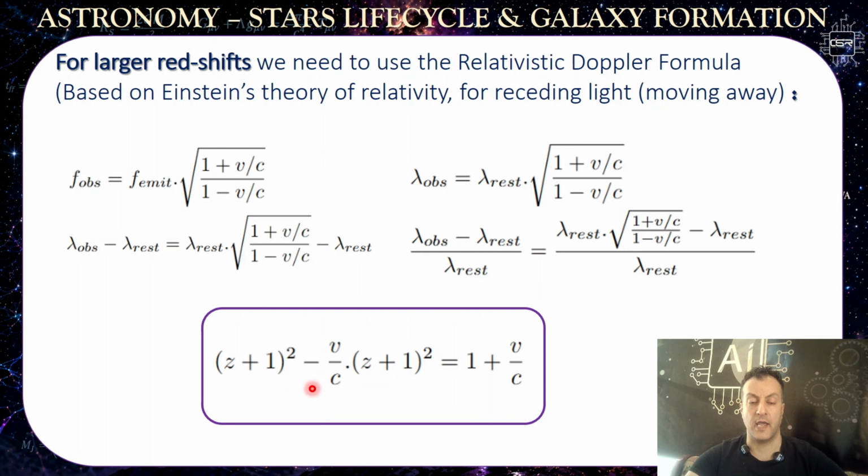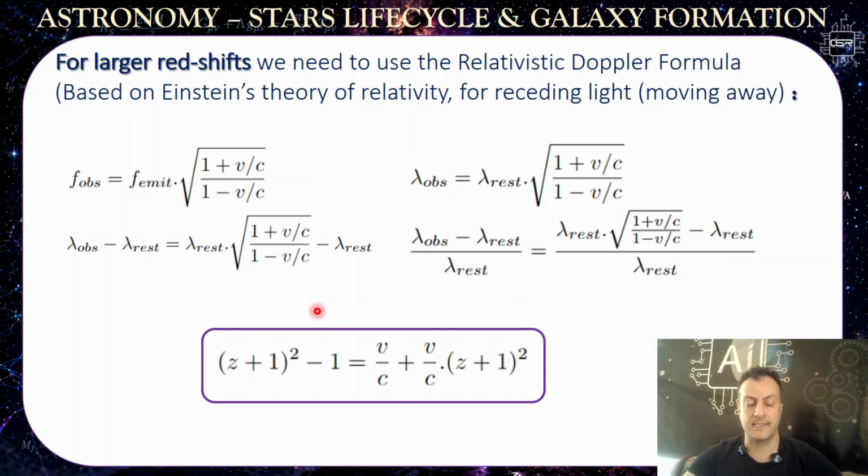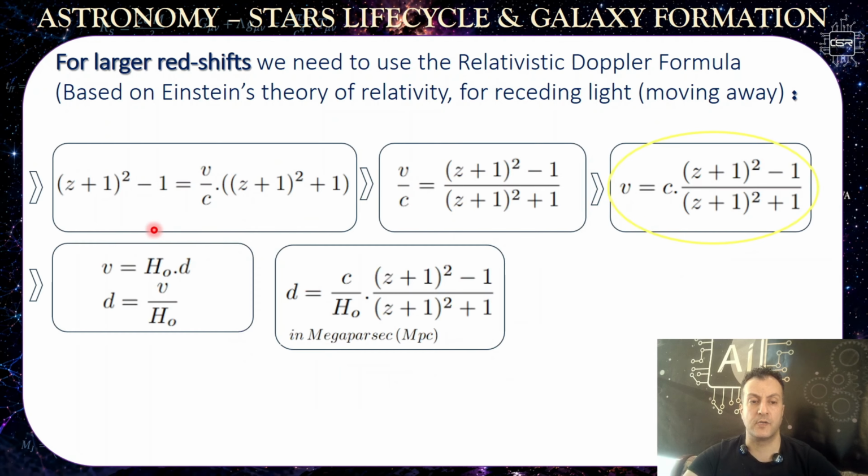After that, we can expand the entire formula, so you eventually get (z plus 1) squared minus v over c times (z plus 1) squared is equal to 1 plus v over c. So we simply took this ratio and multiplied the denominator to the left of the equation. This leads us to (z plus 1) squared minus 1 is equal to v divided by c, plus v over c multiplied by (z plus 1) squared. You can work on it on your own, okay? You can expand it, it's so easy. Eventually, (z plus 1) squared minus 1 equals v over c times ((z plus 1) squared plus 1).